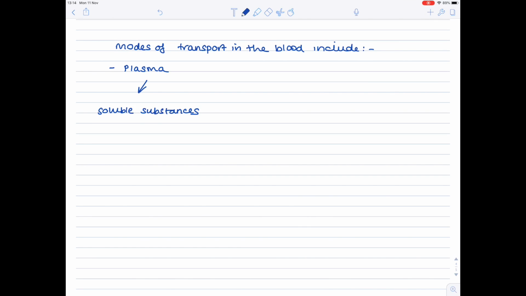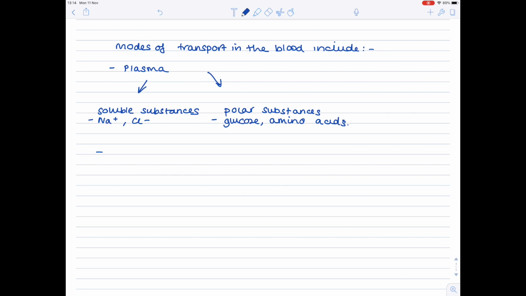Now, depending on the polarity and how soluble a substance is will affect how it is actually transported in the blood. So, modes of transport include carriage within the plasma, and that will include soluble substances such as sodium ions and chloride ions, and also polar substances such as glucose and amino acids.